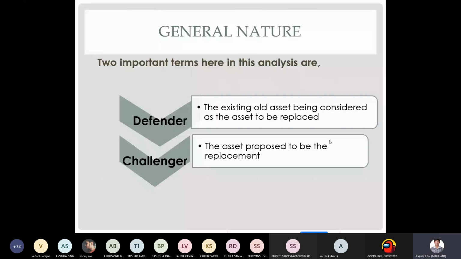If you find these two terms in a question, the defender is the older machine and the challenger is the newer machine. These two terms you need to remember, and depending upon them you have to analyze the question. The defender is the older machine and the challenger is the newer machine.